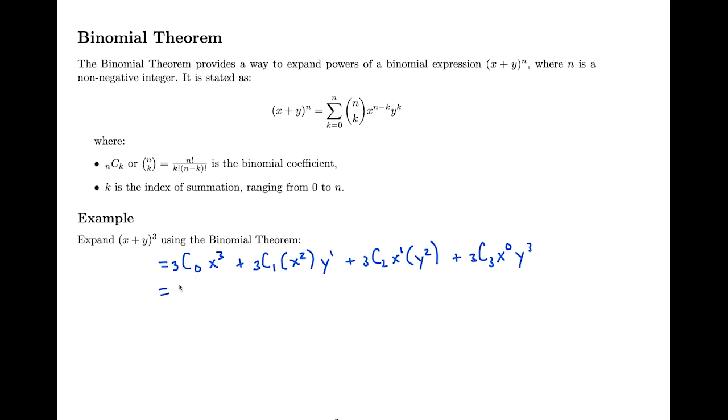3 choose 0 is 1, so we can say that's 1x cubed, and then 3 choose 1 is actually 3, and that's x squared y. 3 choose 2 is also 3, and we have x with y squared. And finally, 3 choose 3 is equal to 1, 1 times 1, and then we have our y cubed. So this corresponds with our expansion of (x plus y) cubed in the traditional method of distributing through, but we can now use the binomial theorem.